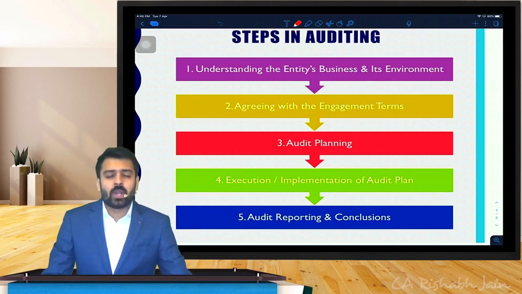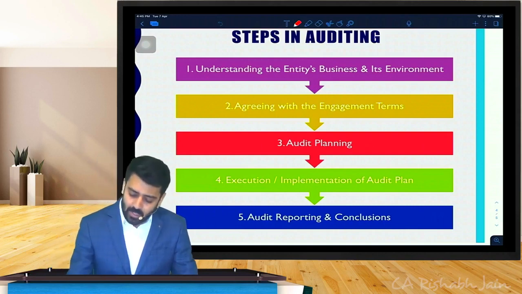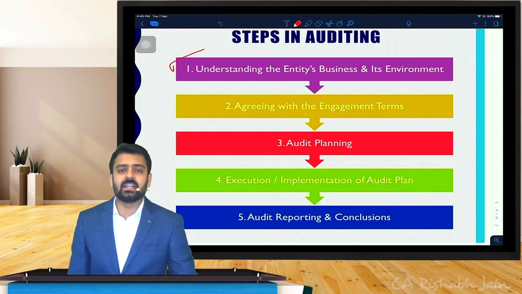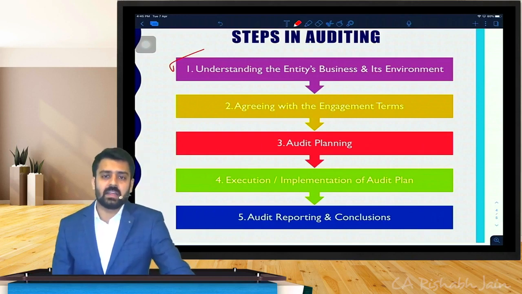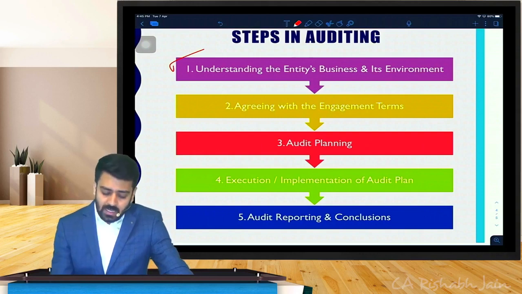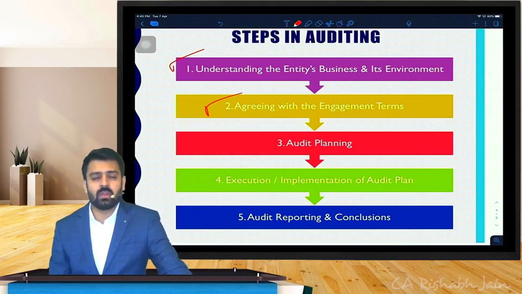Under that, write down point number 1. Understanding the entity and its environment. Number 2. Agreeing the terms of audit engagement.